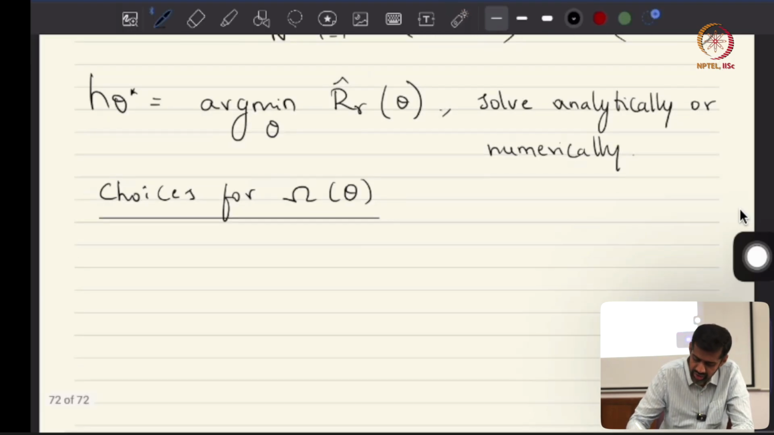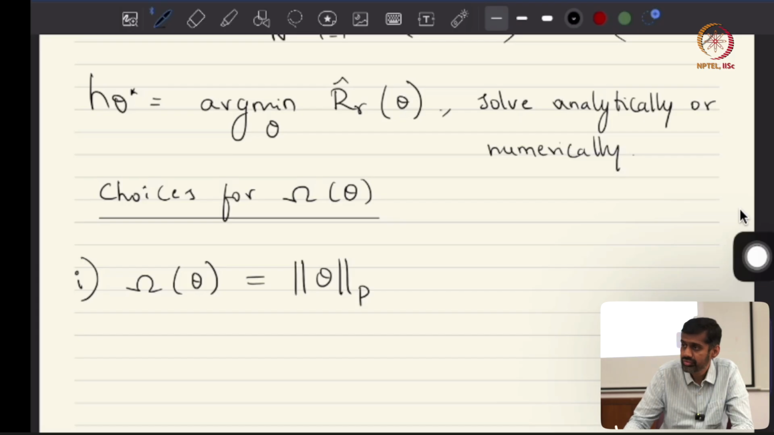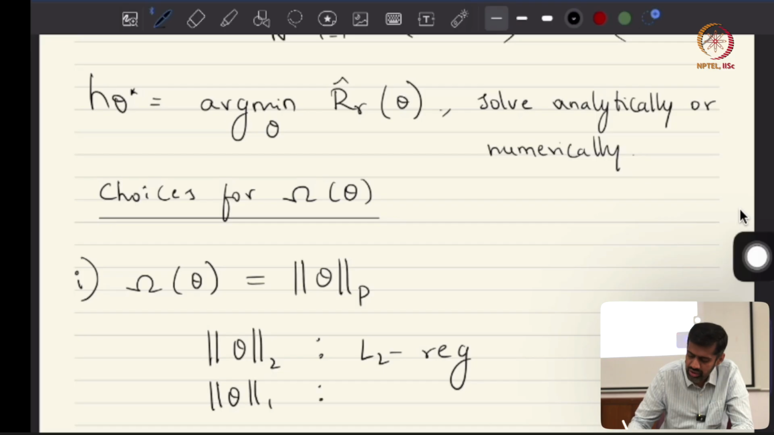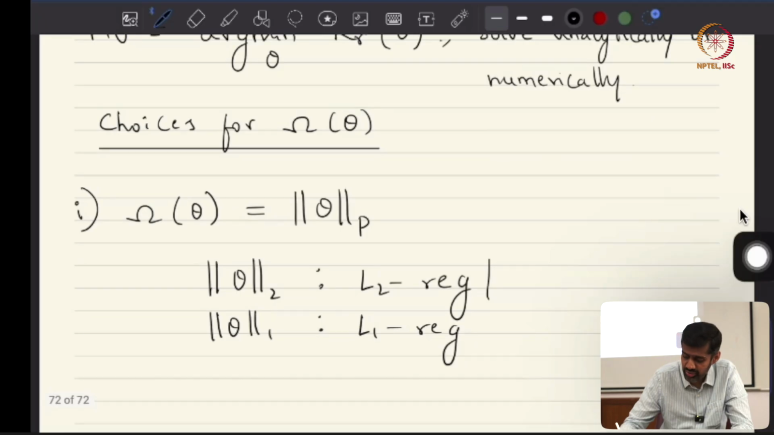One way to do it is to use the p-th norm of the parameters. Specific cases: if p is 2, this is called the L2 regularizer, and if you make it 1, it is called the L1 regularizer. They also have other names. One is called lasso, the other is called ridge. I keep forgetting which is which. This is lasso, this is ridge.